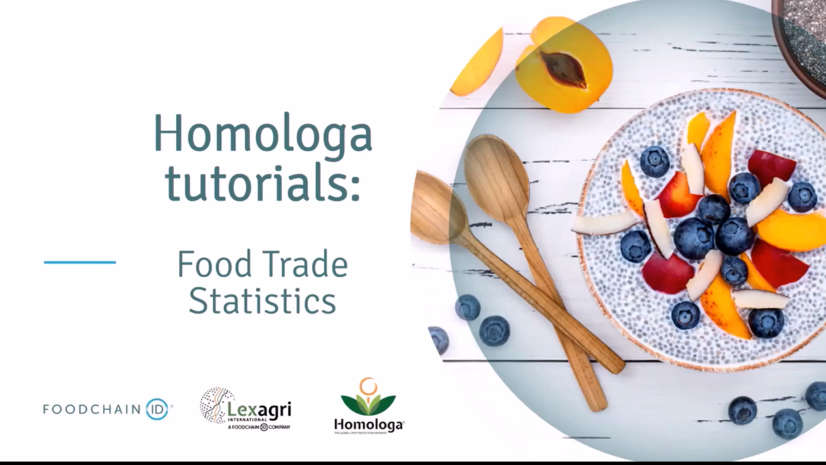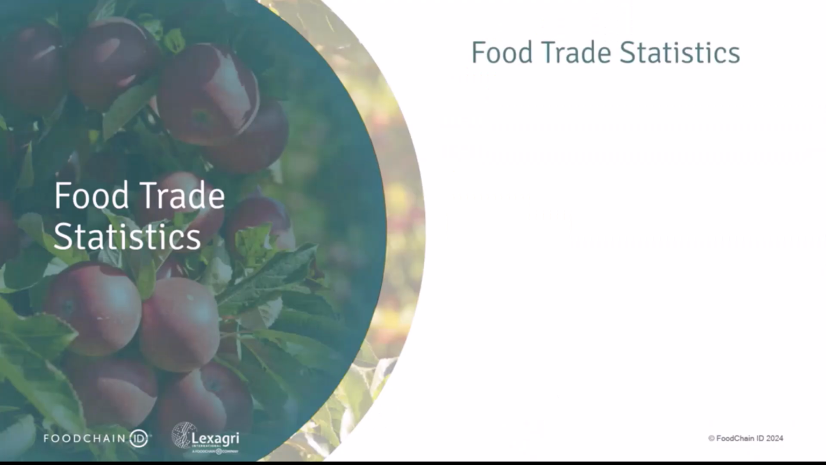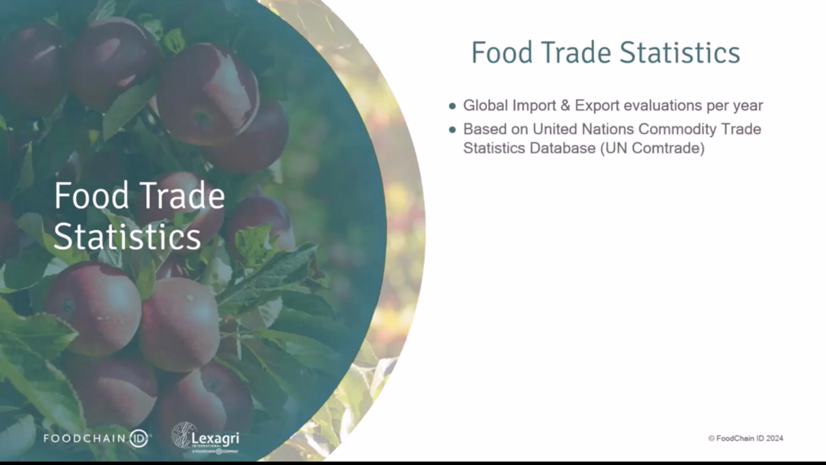Today we will review food trade statistics. This module allows users to extract global import and export results per year. All results are generated according to the values offered by the United Nations Commodity Trade Statistics Database, also known as the UN Comtrade. The user can choose to have results in dollars or in euros. The user also must base the results either by country or by commodity.